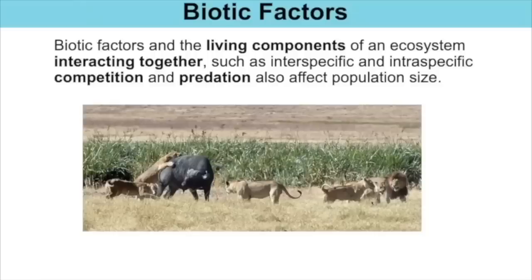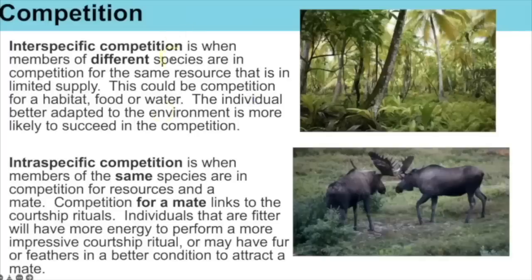Biotic factors, we said, are the living components that are interacting together. So for example, we could be looking at competition, whether it's interspecific or intraspecific, and also the effect of predation. So our two types of competition. Interspecific competition is when members of different species are competing for the same resources that are in limited supply. Whereas intraspecific competition is when members of the same species are competing for the same resources and also a mate. And competition for a mate links to the courtship rituals.